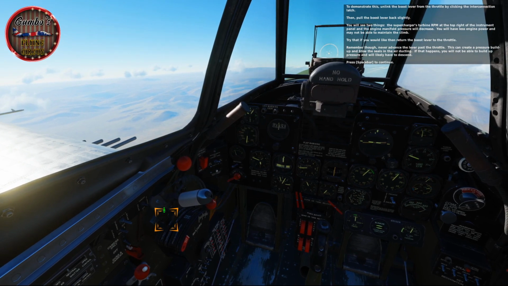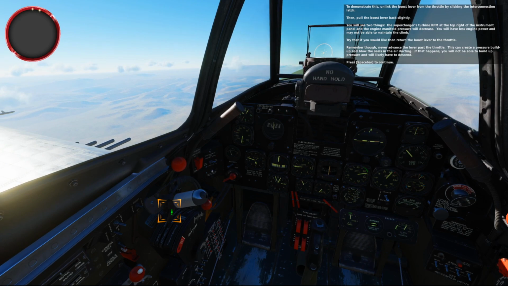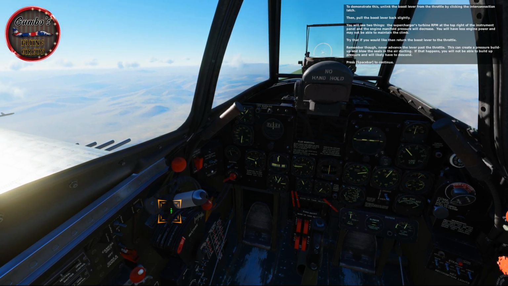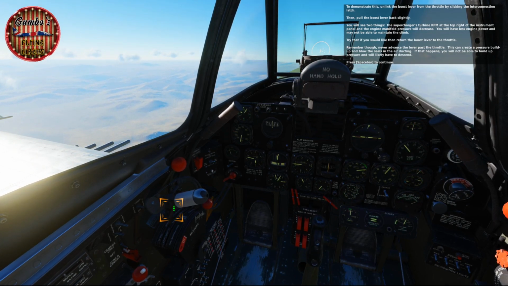Remember though, never advance the boost lever past the throttle. This can create a pressure buildup and blow the seals in the air ducting. If that happens, you'll not be able to build up pressure and will likely have to descend. Press spacebar to continue.